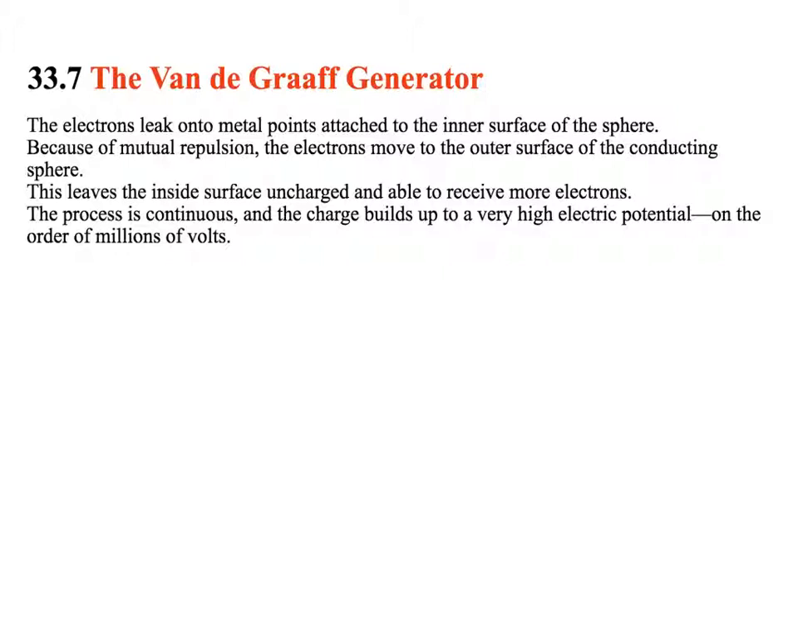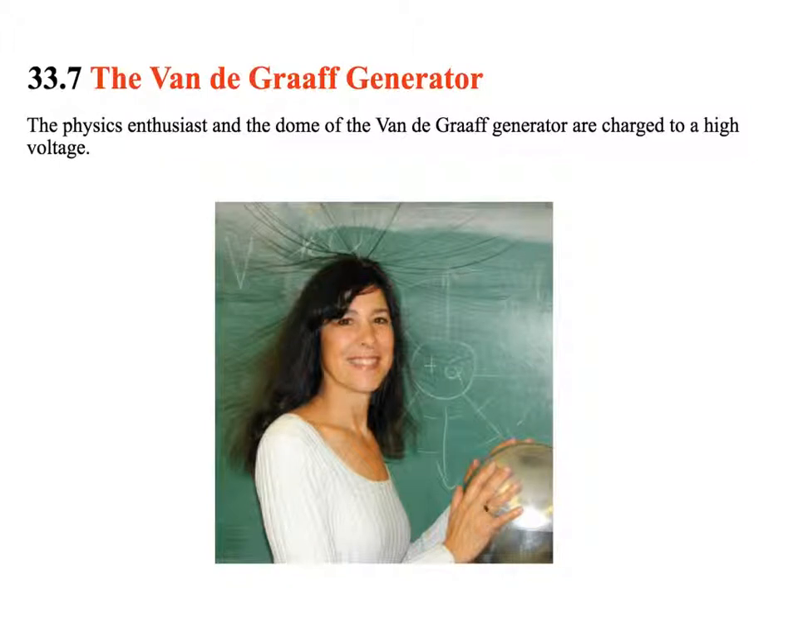Because of mutual repulsion, the electrons move to the outer surface of the conducting sphere. This leaves the inside surface uncharged and able to receive more electrons. The process is continuous, and the charge builds up to a very high electric potential, on the order of millions of volts. The dome of the Van de Graaff generator is charged to a high voltage.